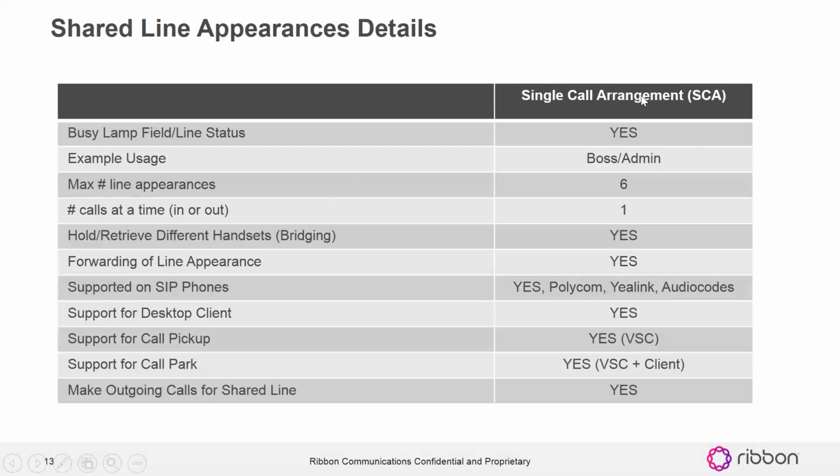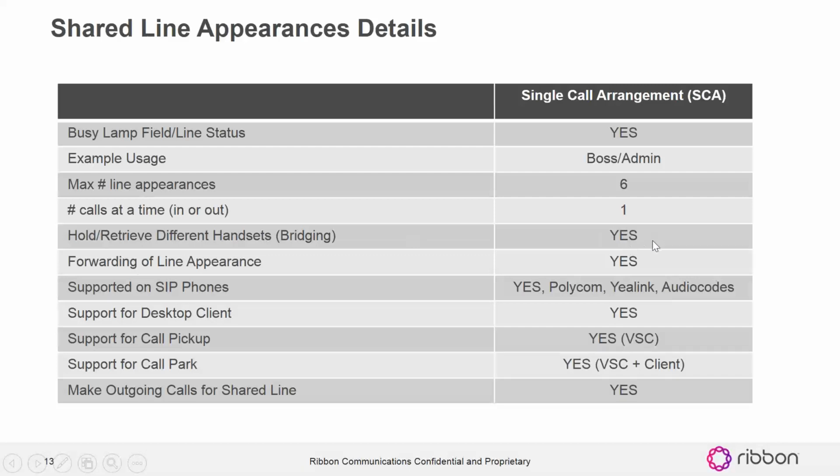So again, you do see busy lamp field status, so you know they're on the phone and you know when it's ringing. A good use case is a boss admin, again, one call at a time though. You can have 6 different people having that line appearance, but you're only going to be able to answer one call at a time across all 6 people, one call. And in or out.